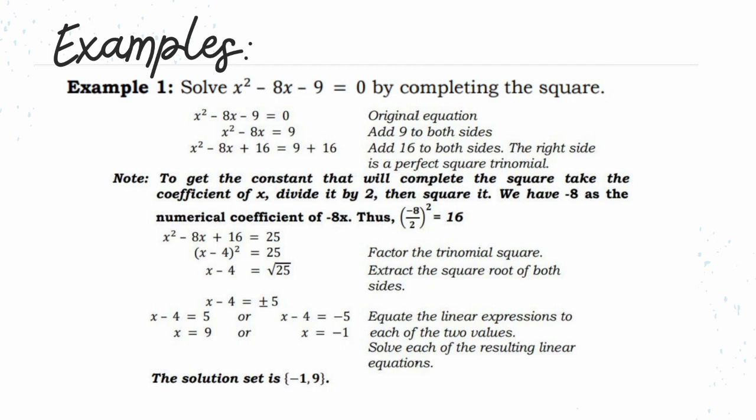Katupong 16, i-add nimo siya sa both side para magtapad sila sa 9. So ang mahimo nga final ani kay x squared minus 8x plus 16 equals 9 plus 16. So pag ana, diretso ka kung unsay mga sunod. So x squared minus 8x plus 16, i-plus nimo tong 9 plus 16. So mahimo na siyang 25.